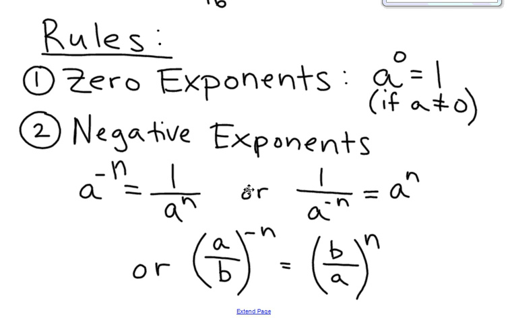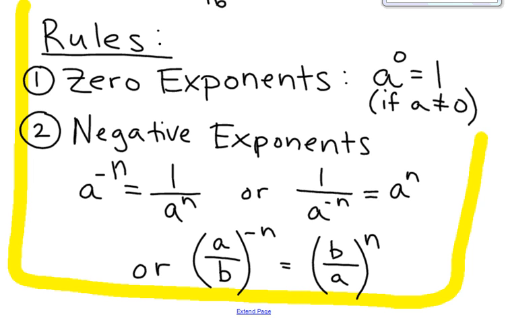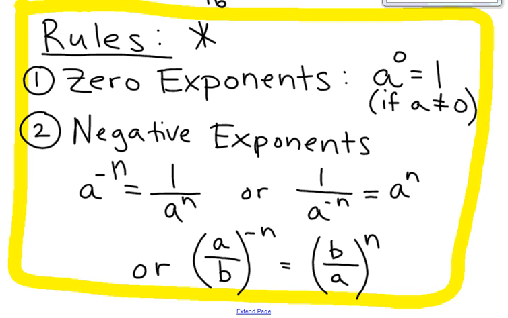So these are our rules. This is something that I would take your highlighter and highlight in your notebook. This is something that's very, very important. You might even want to star it. Something that you definitely want to remember.